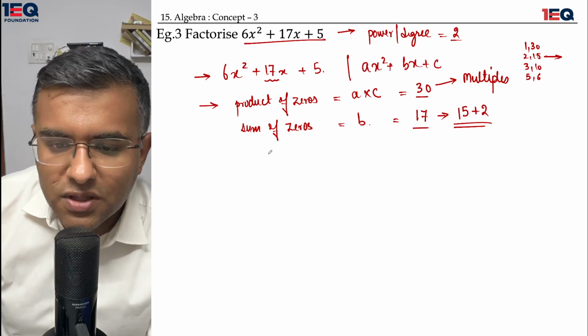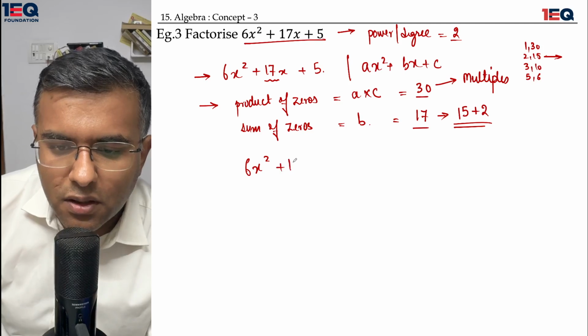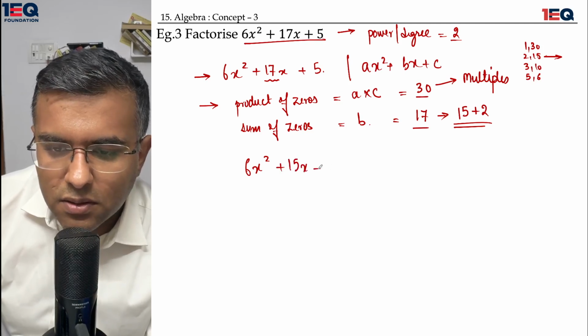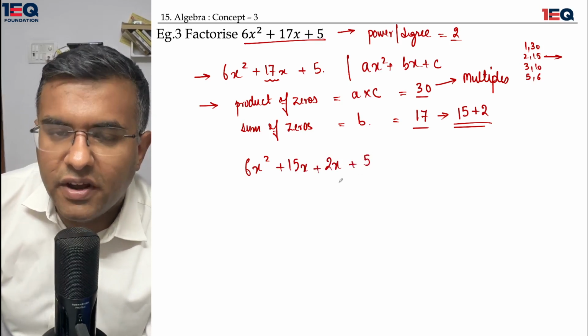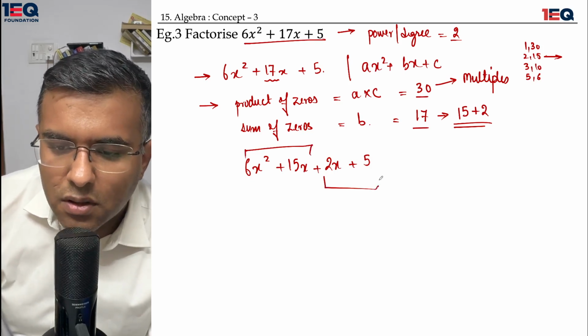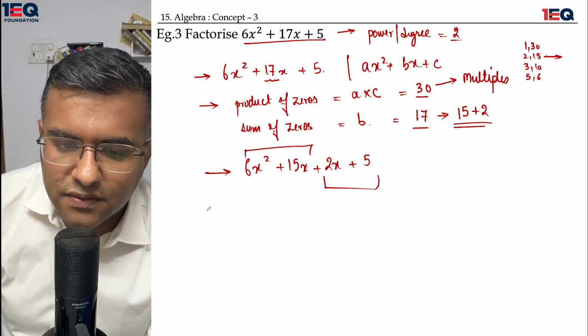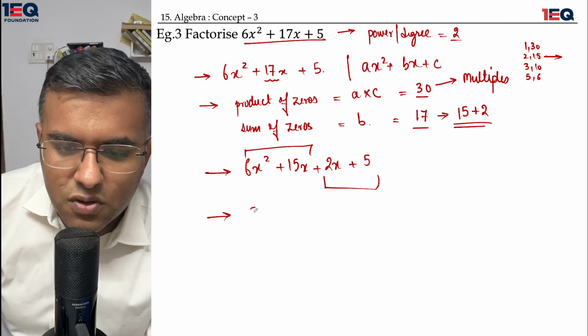So how do I actually break it down now? I get the value of 6x square plus 15x plus 2x plus 5. Now you need to form pairs of this. How would you do that? You would do that by taking things common.